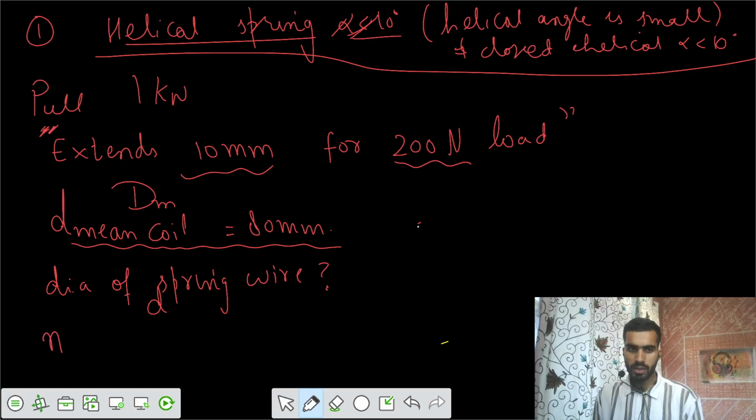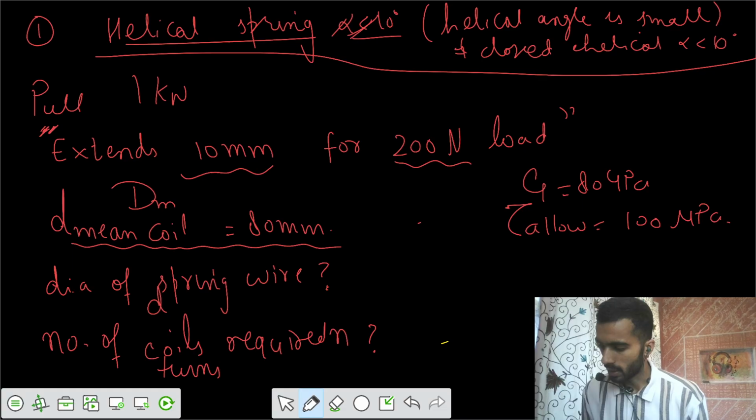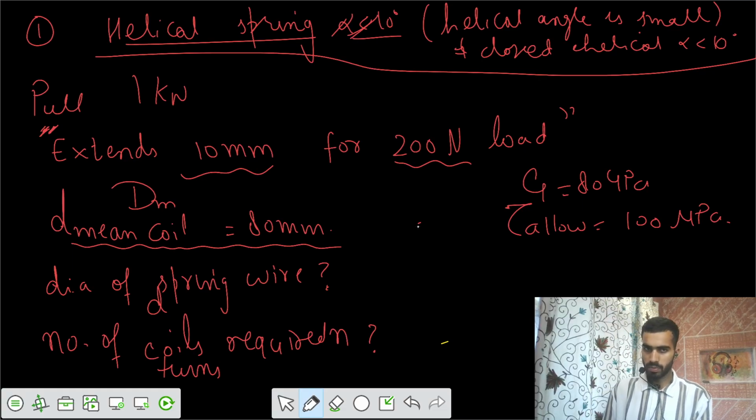The next part is that you need to get the number of coils, or the number of turns, required. For the given condition, G equals 80 gigapascal and allowable shear stress is 100 megapascal. So let's take that problem.